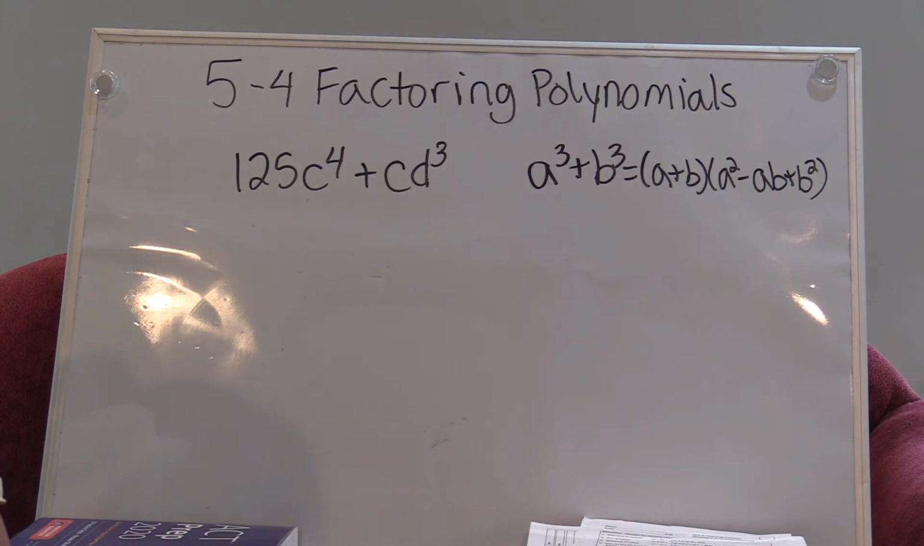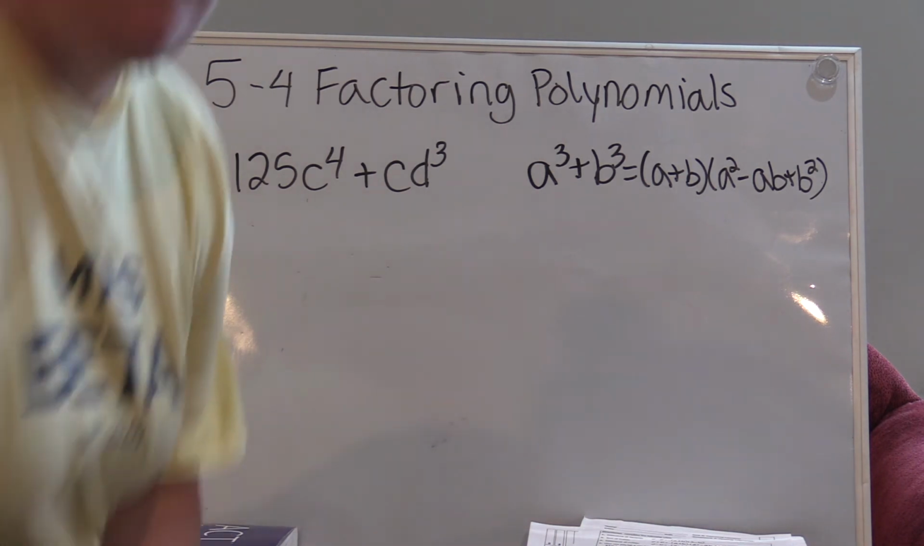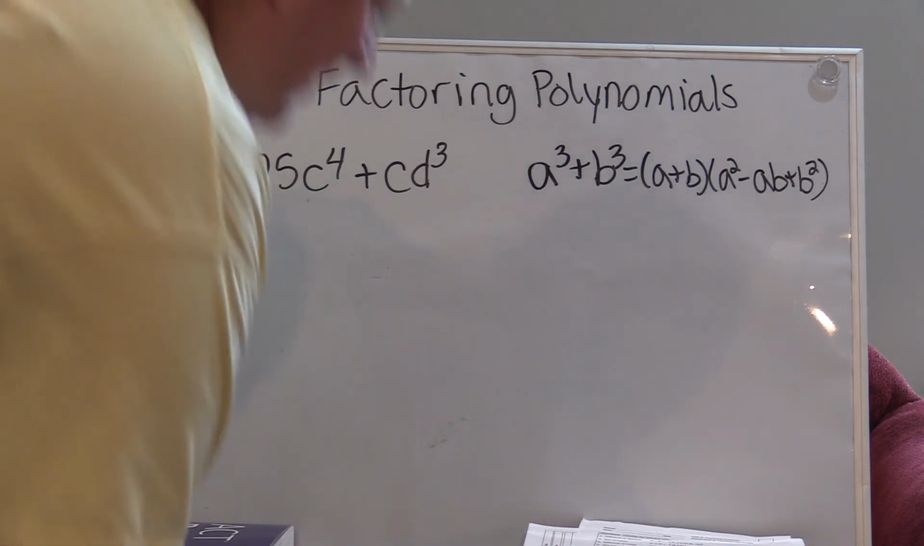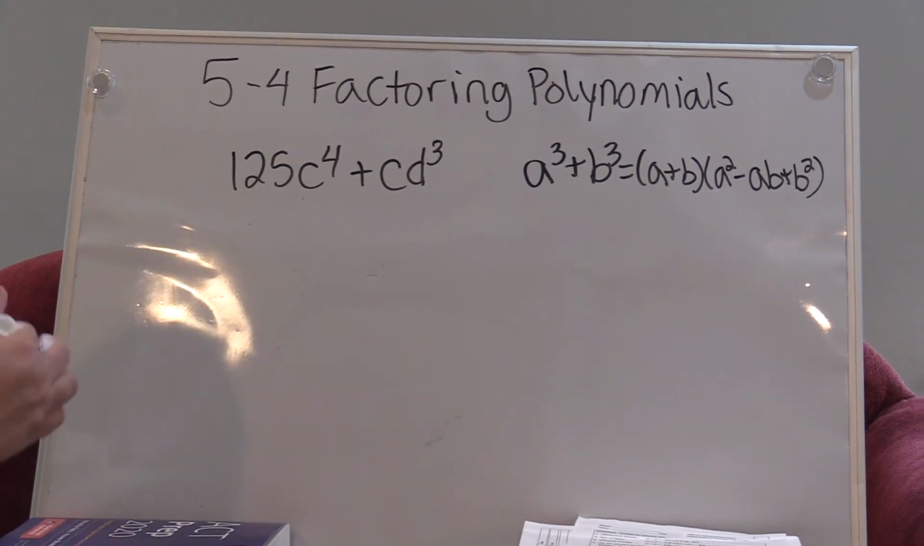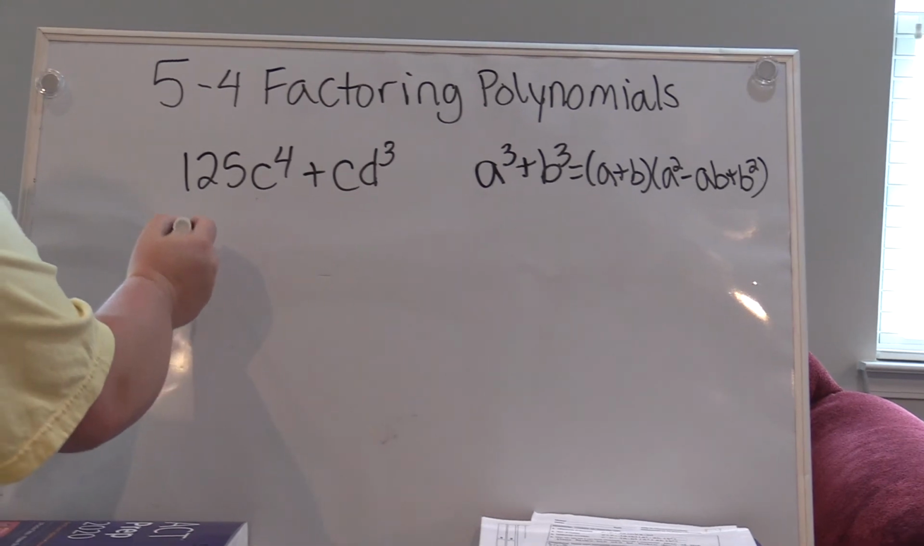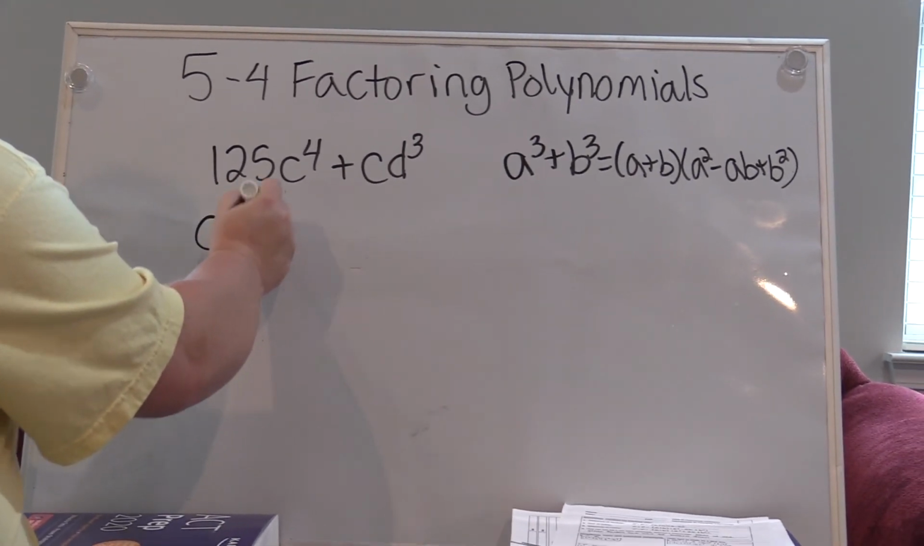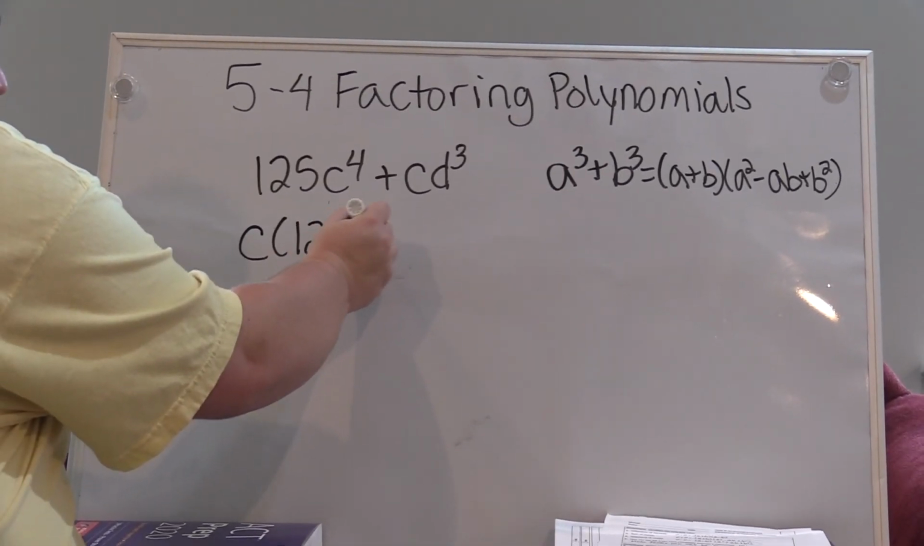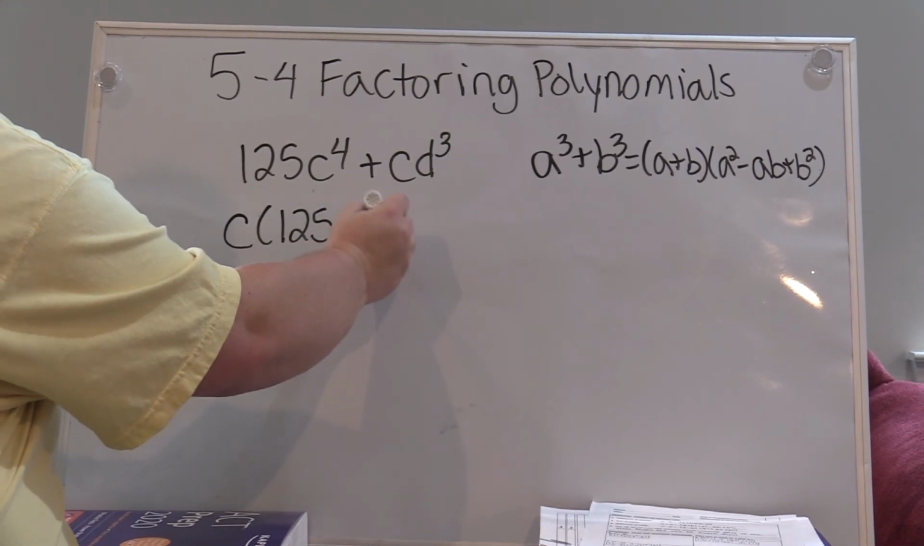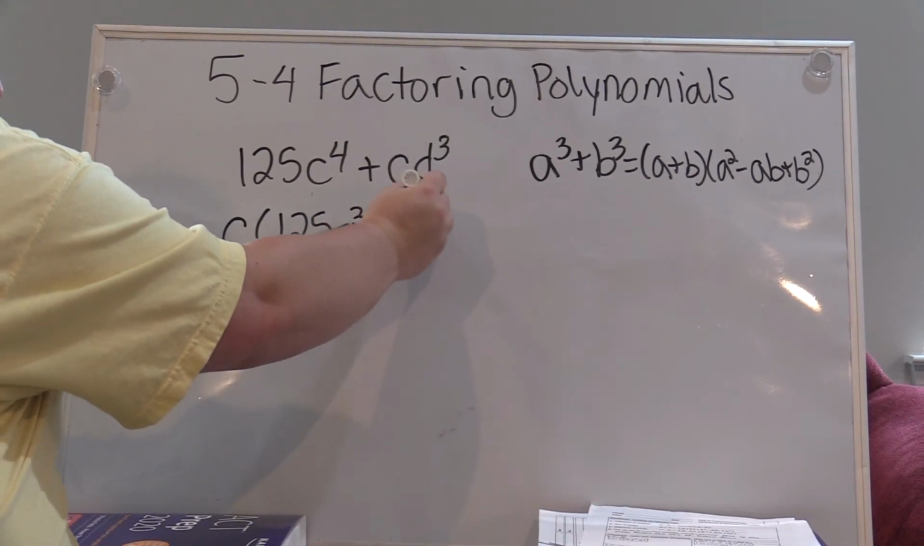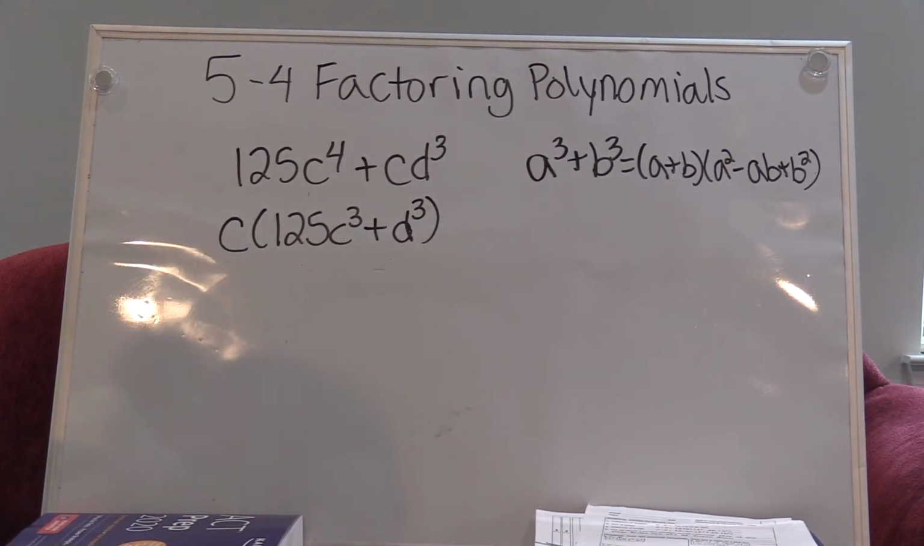And first, before we factor anything, we have to remember to take out our greatest common factor. So our greatest common factor here is c. So I get 125c cubed plus d cubed. Now, what do we know about 125c cubed and d cubed? Oh, you're right. They're both perfect cubes.